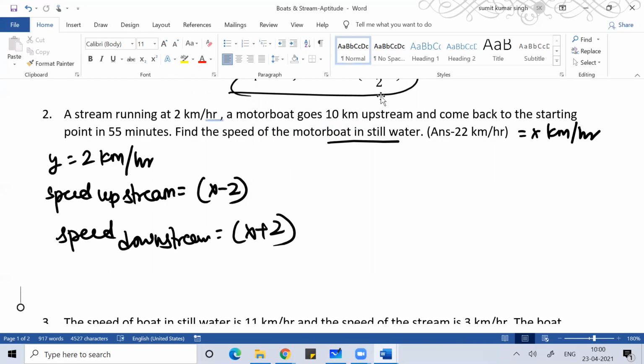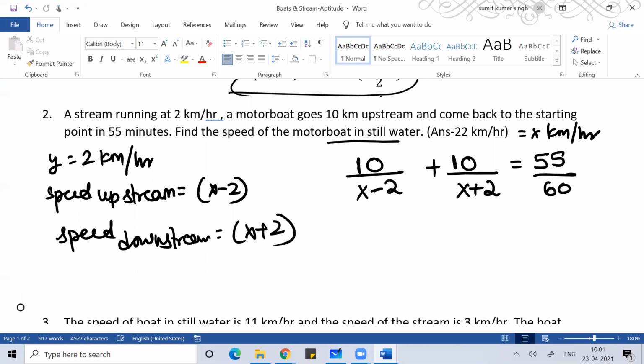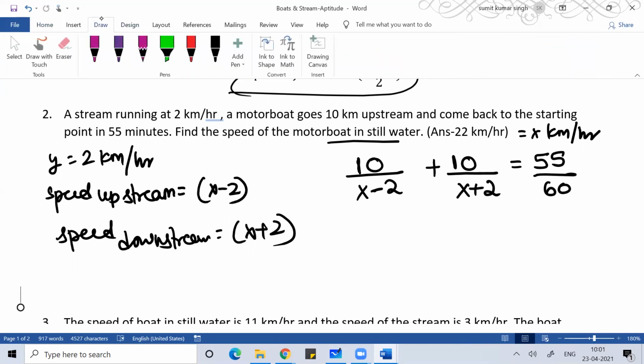So a motor boat goes 10 kilometer upstream, so 10 by x minus 2, and comes back to the starting point. So when it is coming back, it will come back in downstream. It went in upstream, and when it comes back, it will come back in downstream. The time it will take is 55 minutes. So convert the 55 minutes in hour. This is 11 by 12.